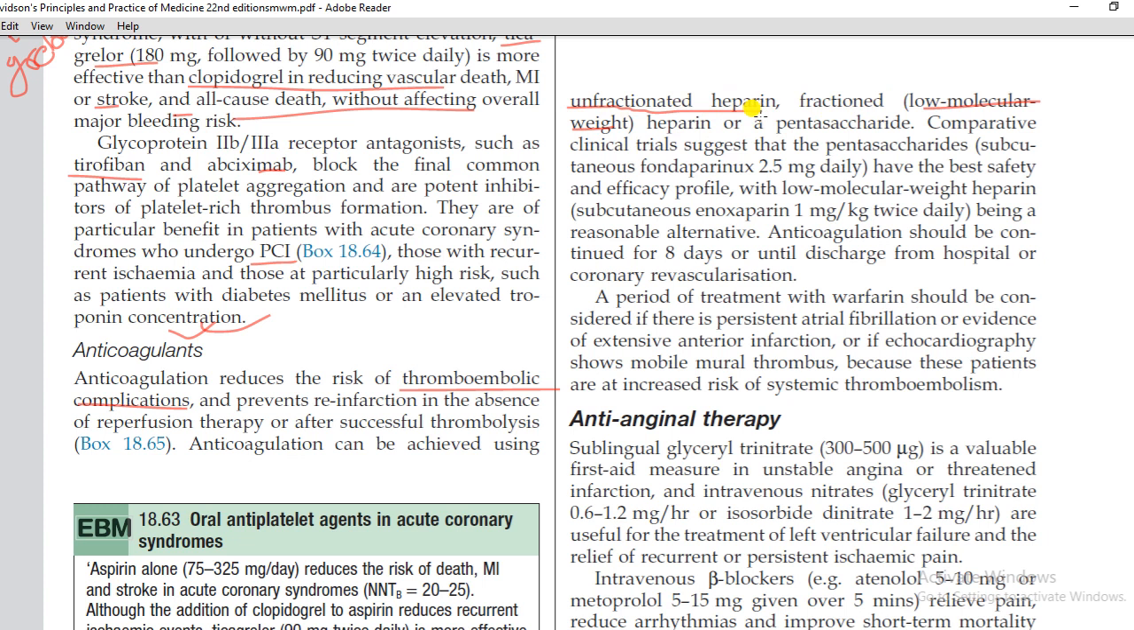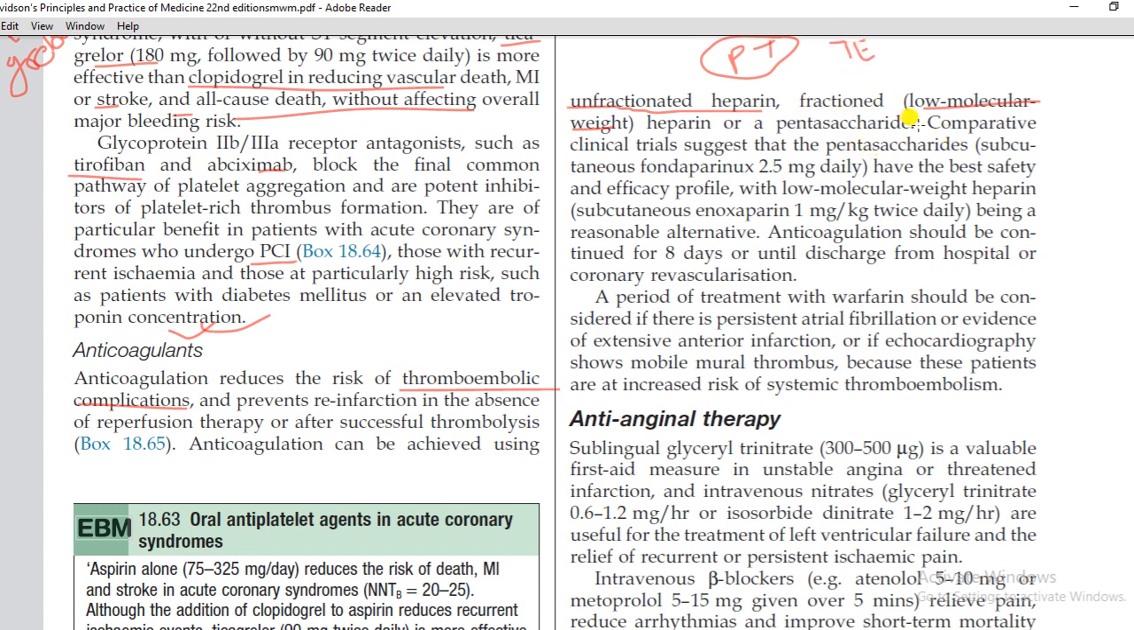High molecular weight heparin is unfractionated heparin. When the heparin is fractionated, it results in the formation of a low molecular weight heparin. Or pentasaccharide is used instead of heparin as well. Pentasaccharide is also an anticoagulant. So basically, what does an anticoagulant do? Anticoagulant just buys the time for the reperfusion therapy, and reduces the risk of thromboembolism as well.